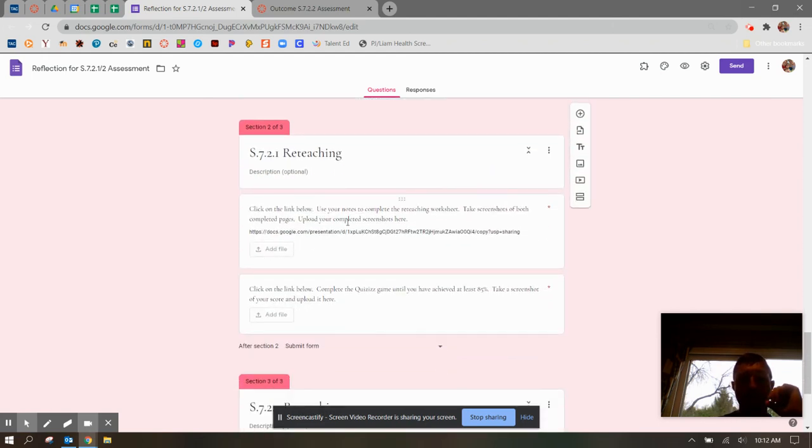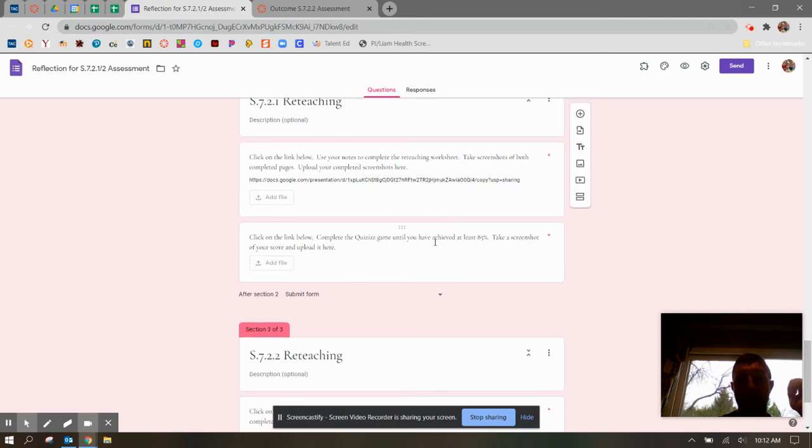So within each reteaching, you will have a reteaching worksheet that you will need to complete and submit screenshots of. You'll also have a quizzes game. That quizzes game is 38 questions long, and you'll have to achieve at least an 85% on that quizzes game in order to have an opportunity to retake.